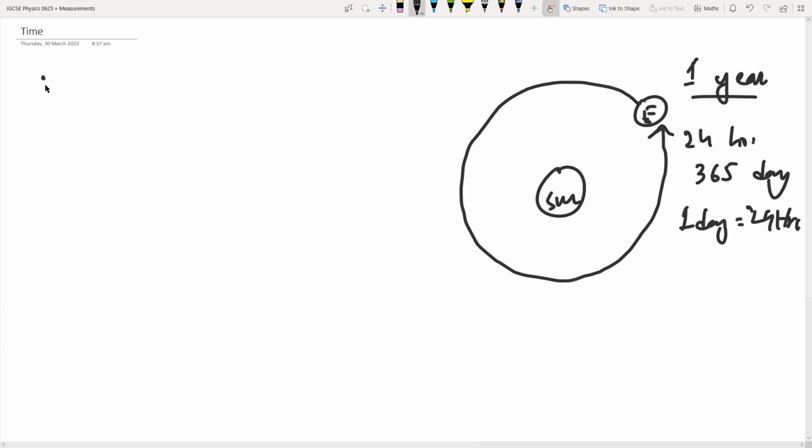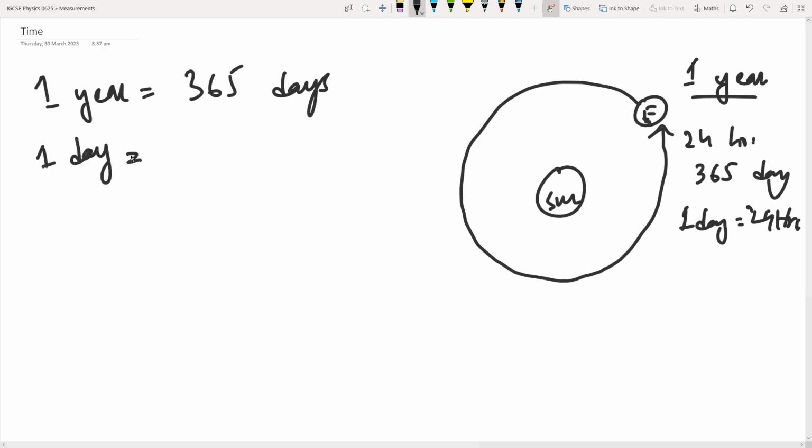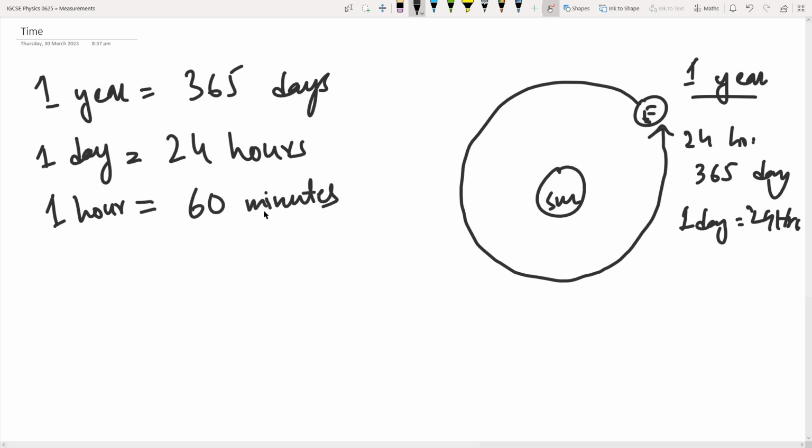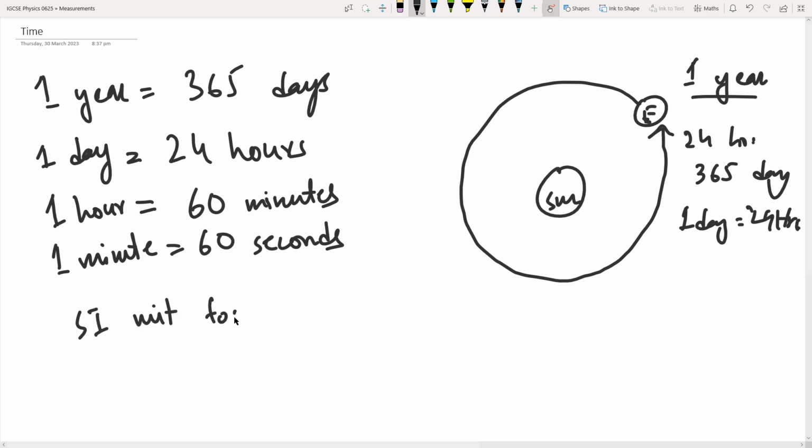So I'm going to just write: 1 year is equal to 365 days. That's from where this evaluation of time came into being, and then one day is equal to 24 hours, and 1 hour is equal to 60 minutes, and then 1 minute is equal to 60 seconds, right? So the SI unit for time is actually seconds, right?